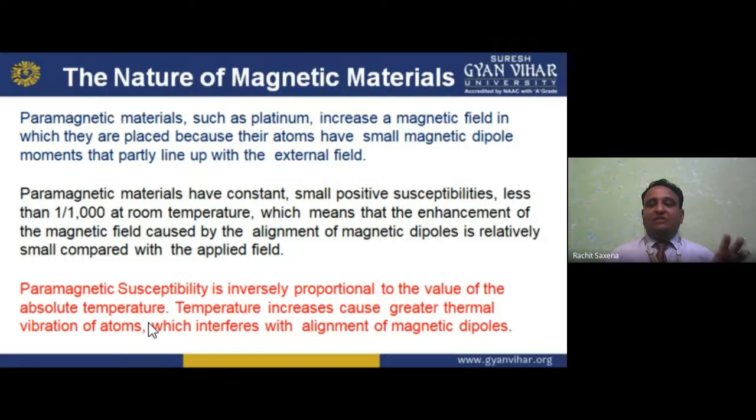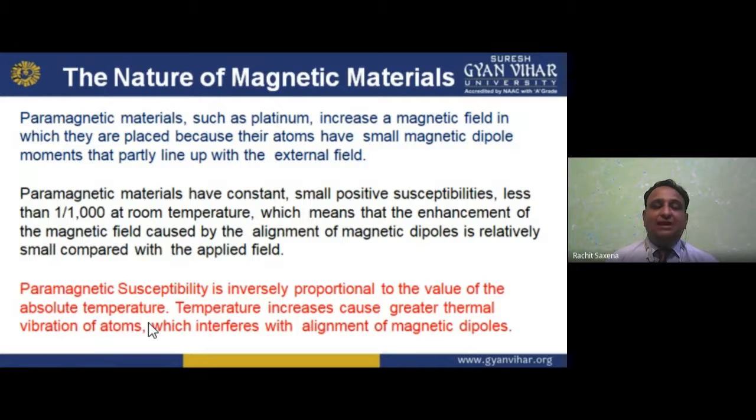Their atoms have small magnetic dipole moments that partially line up with the external field, so the magnetization increases. Now, after diamagnetic, we have paramagnetic. Paramagnetic metals have constant small positive susceptibilities.